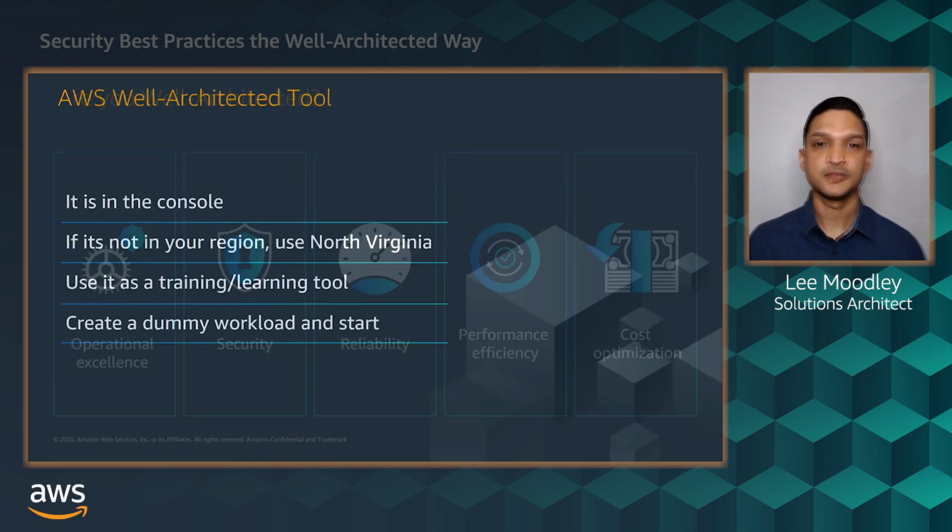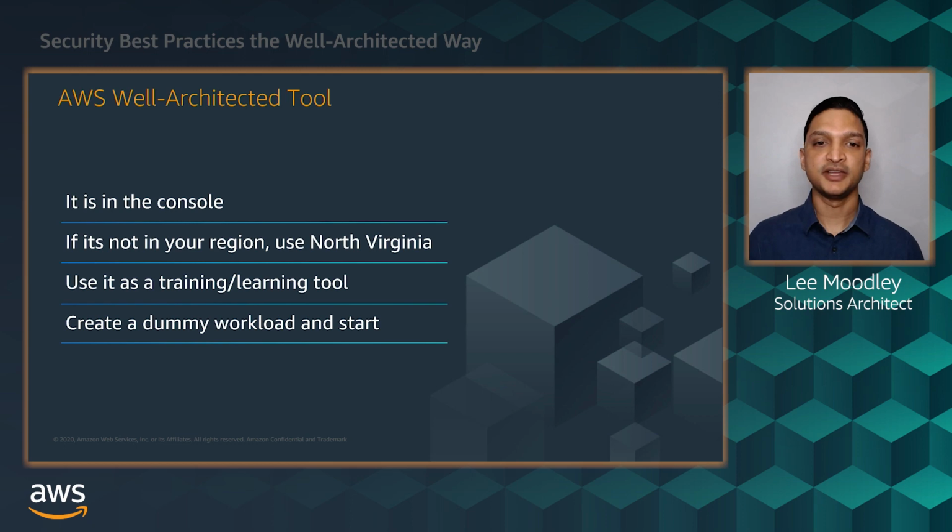There are 5 pillars of the well-architected framework review, and the focus of this session is the security pillar. The well-architected tool is available in the console, and if it's not available in your current region, you can always default to the North Virginia region. I encourage you to use it as a learning tool by starting a dummy workload so that you can familiarize yourself with the best practices and the guidance of the framework.